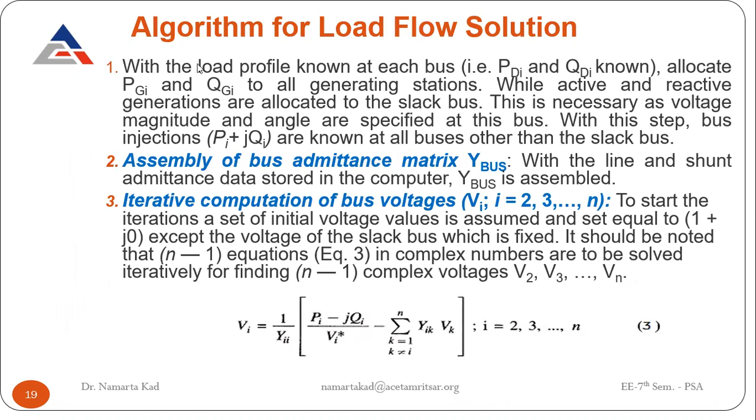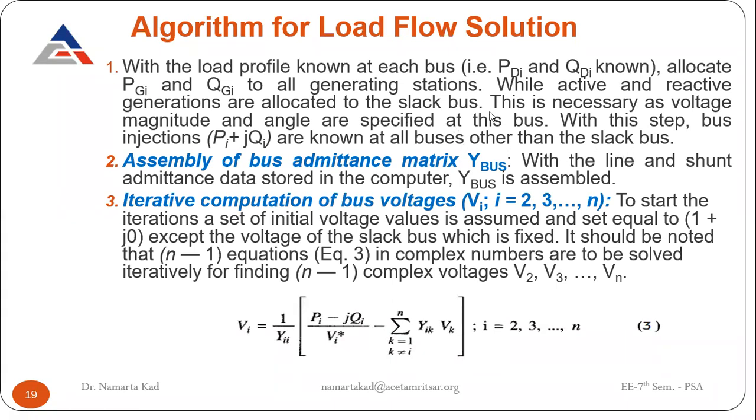Now, the algorithm for the Gauss-Seidel method, the algorithm for the load flow solution. Number 1, with the load profile known at each bus, P and Q, allocate PGi and QGi to all the generating stations, while active and reactive generations are allocated to the slack bus. This is necessary as voltage magnitude and angle are specified at this bus. With this step, the bus injections Pi plus jQi are known at all buses other than the slack bus.